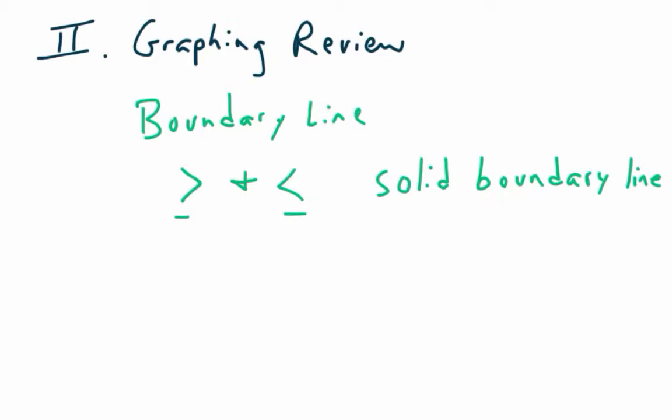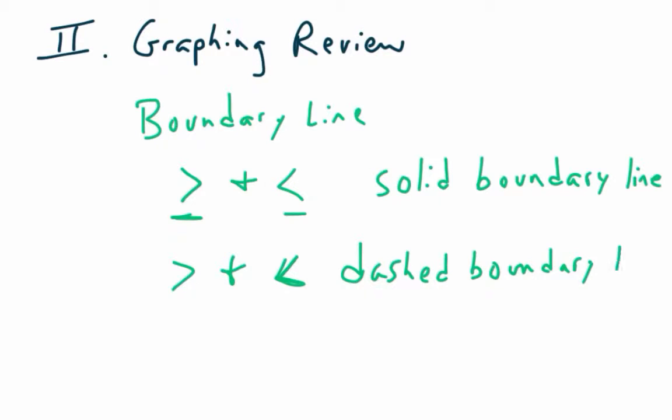When we graph the line, we're actually graphing the equation with an equals in there. So if you have a greater than or equal to, it could be equal, it could be the boundary line. Whereas if instead you had a greater than or a less than, then it'd be a dashed boundary, because those were the ones where the solution was everything right up to the line, but not including the line itself.